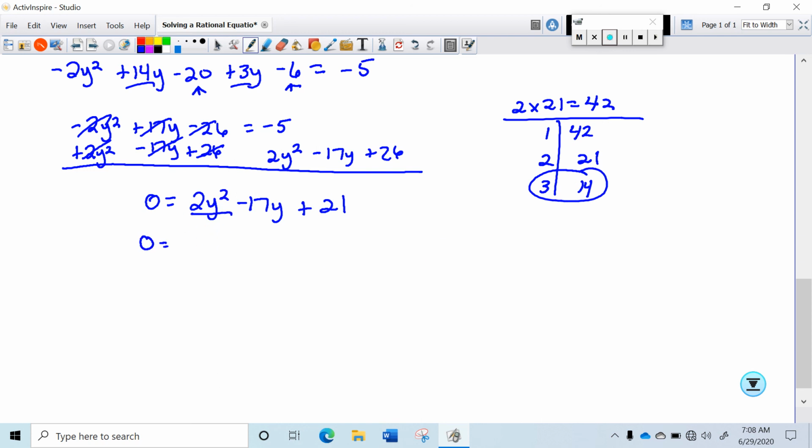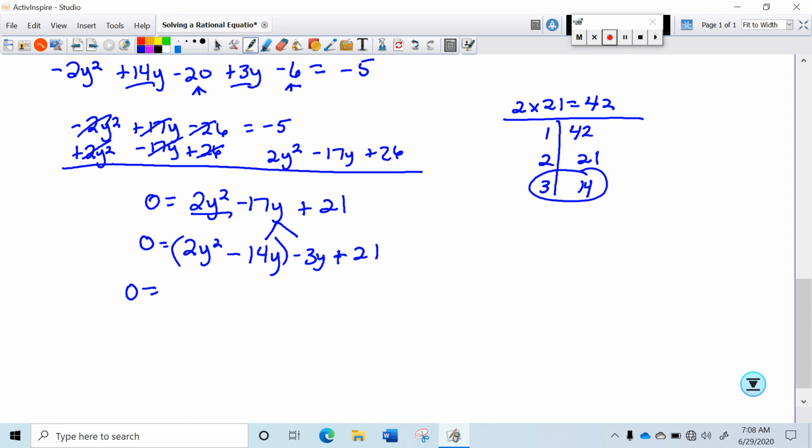So you bring down your first term and the sign after it. The largest number of the factor that works comes first. So I have a negative 14y, but I want a negative 17y, so that 3 must also be negative because they have to add up to the one above it. Bring down the positive 21.